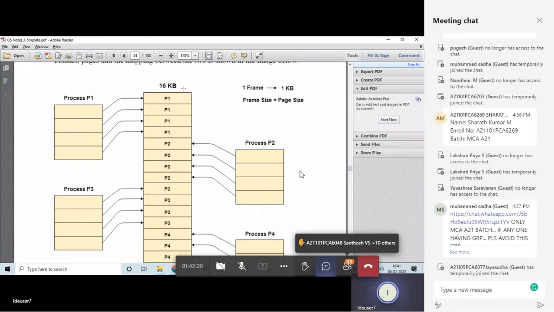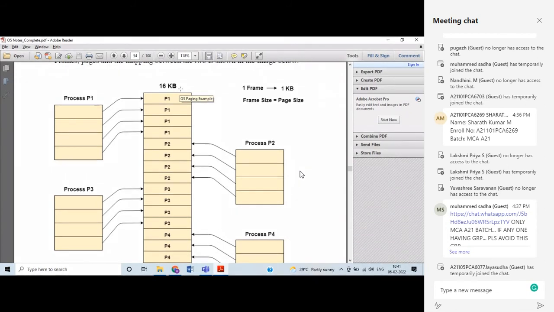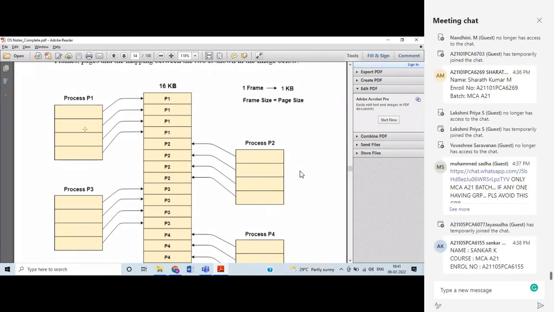So consider this is our main memory, which has a size of 16 KB, and it has been divided into 16 frames of 1 KB each. And we have 4 processes, P1, P2, P3 and P4, and these 4 processes have the same size, which is equal to 4 KB. So each and every process is 4 KB.